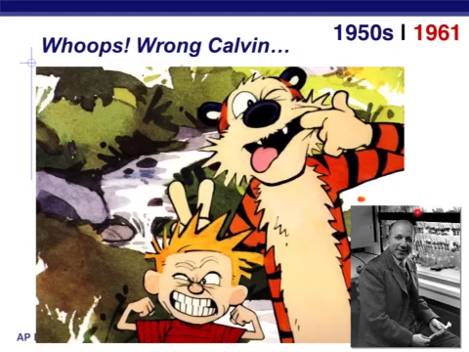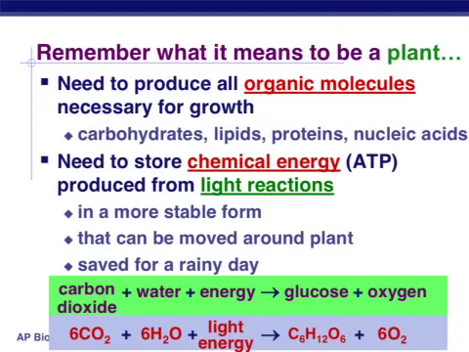So here we go. Don't forget, if you're a plant, you still have a lot of needs that animals will have. You have to be able to get organic molecules, but you're going to be producing those yourself. And it's going to be the same organic molecules that we talked about when we talked about biomolecules. Those are our carbohydrates, our lipids, our proteins, and our nucleic acids. Somehow you're going to need to be able to store chemical energy, at least short term, until you can use it for the Calvin cycle.